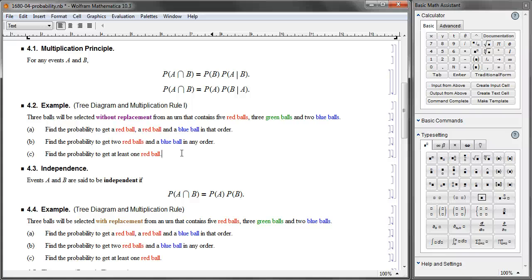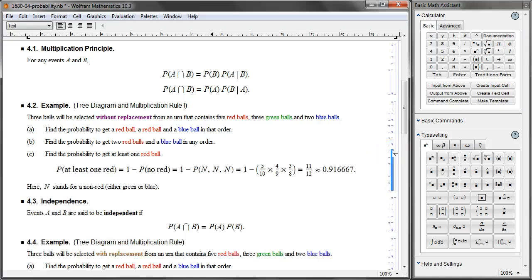Not really, if you get a little bit clever. Look at the complement event. At least 1 means 1 minus no red. Look at the complement. Probability of at least 1 red is 1 minus no red.